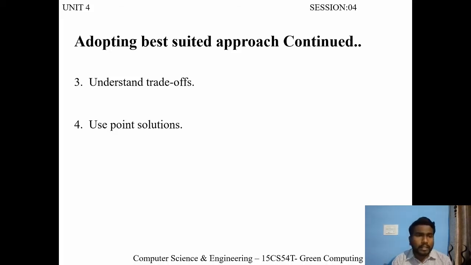So these are the four approaches, or the four key components, which are very important regarding implementation of green IT.